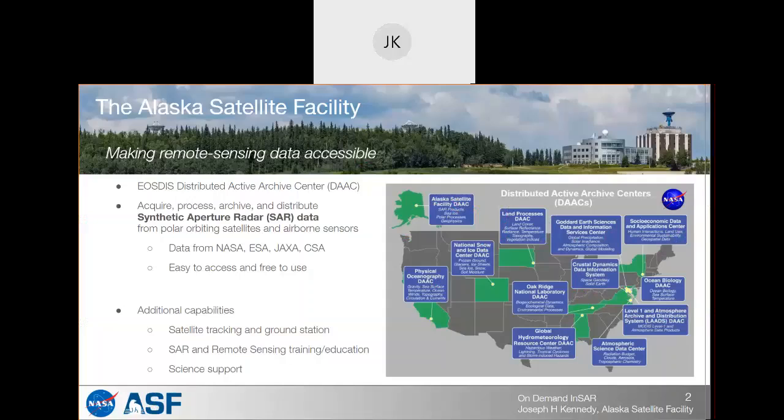All of our data is easy to access and free to use, or at least we try to make it easy to access, and if it's not, let us know. In addition, we also have some other capabilities at ASF DAAC. We do satellite tracking, and we have ground station capabilities. We do a lot of SAR and remote sensing training and education, and we provide some level of science support via our chief scientists, typically as collaborative grant applications and support. And my focus at ASF is very much in the science support space.